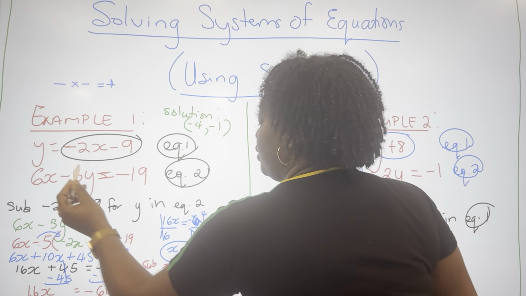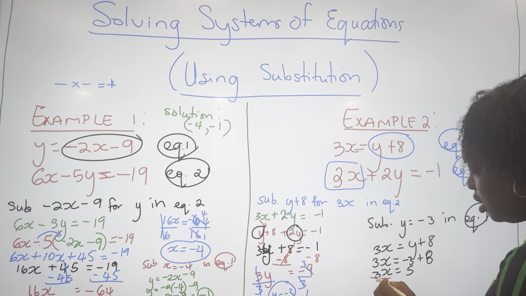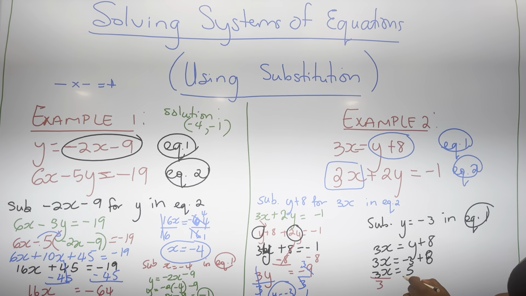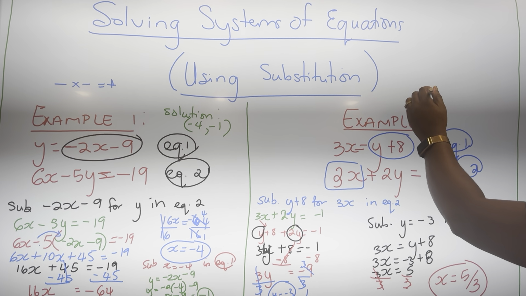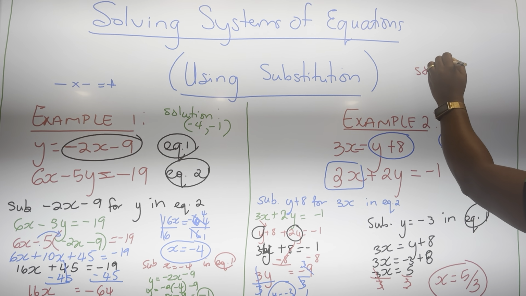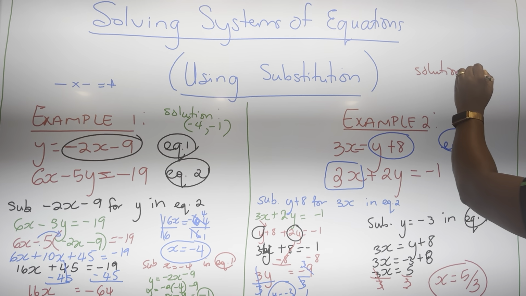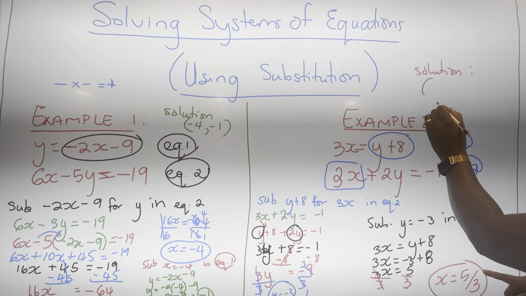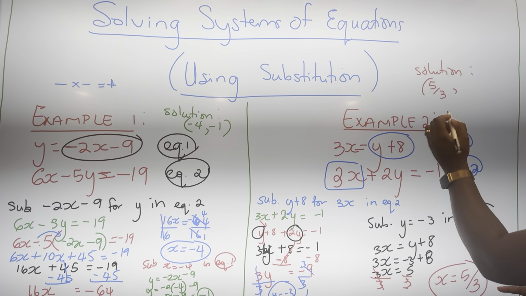And I want to get rid of my 3. It's multiplying right here, so I'll have to divide. And anything you do on one side, you do to the other. I'm left with right here 5 over 3 for x. All right, so what's my solution? My solution is x being 5 over 3, and what's my y? Negative 3.